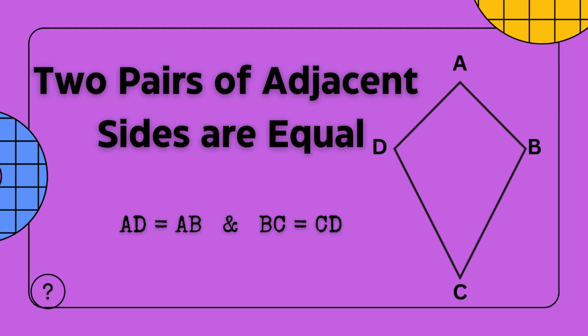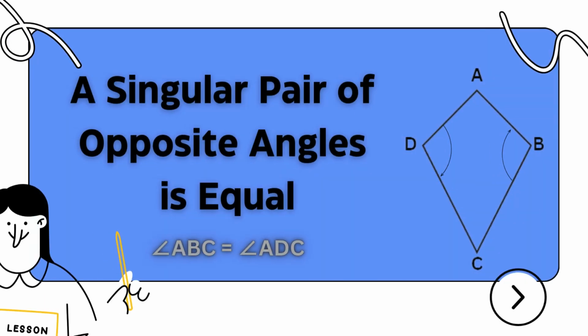AD is equal to AB and BC is equal to CD. A singular pair of opposite angles is equal. Angle ABC is equal to angle ADC.